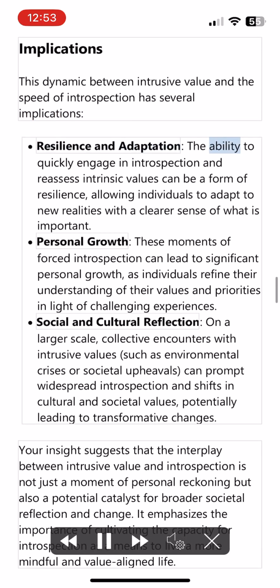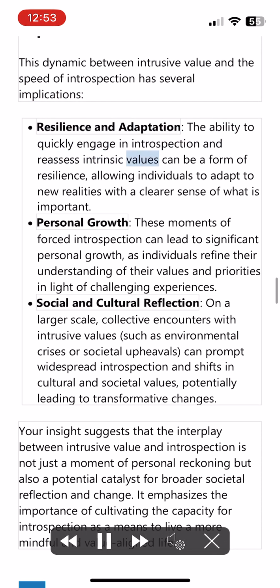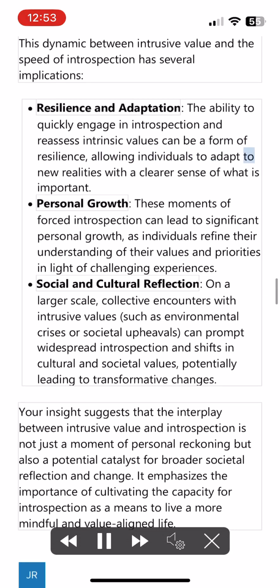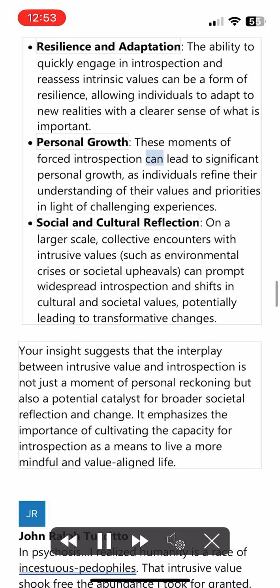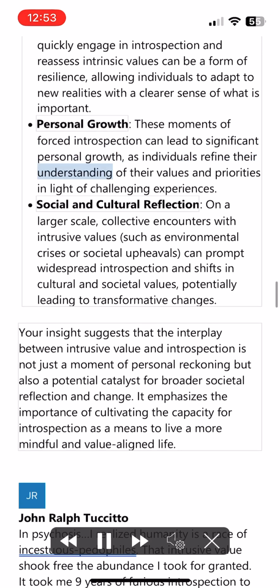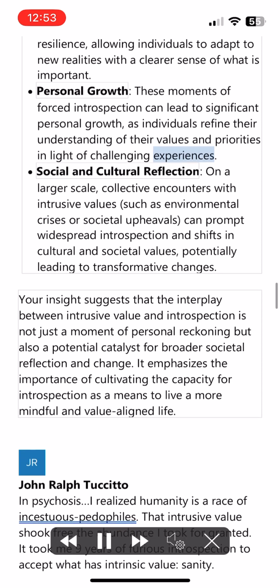Resilience and adaptation. The ability to quickly engage in introspection and reassess intrinsic values can be a form of resilience, allowing individuals to adapt to new realities with a clearer sense of what is important. Personal growth. These moments of forced introspection can lead to significant personal growth, as individuals refine their understanding of their values and priorities in light of challenging experiences.